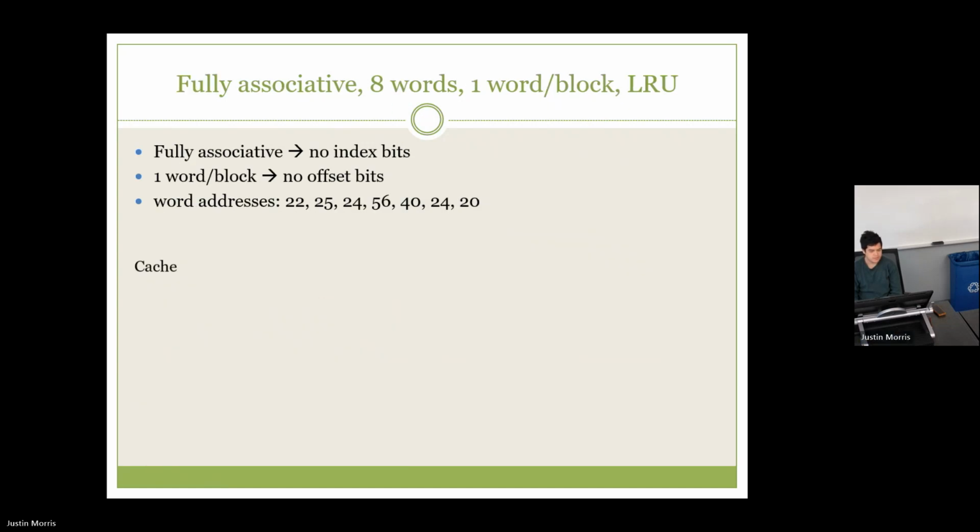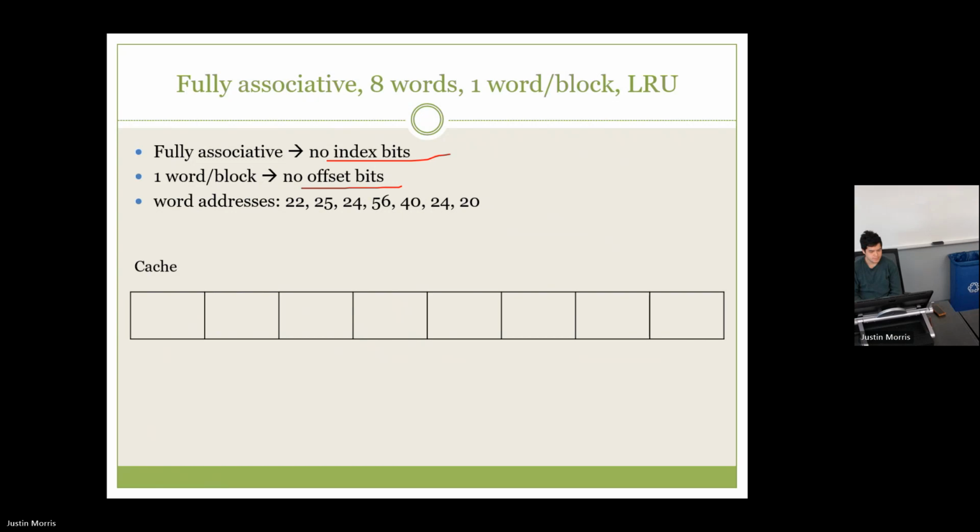Fully associative. So fully associative. I am having, again, 1-word blocks. I have 8 words. So because of 1-word blocks, no offsets, and because I'm fully associative, no index. Here's my cache. Address 22. Hit or miss? Miss. What goes here? Memory 22. 25. Hit or miss? Miss.